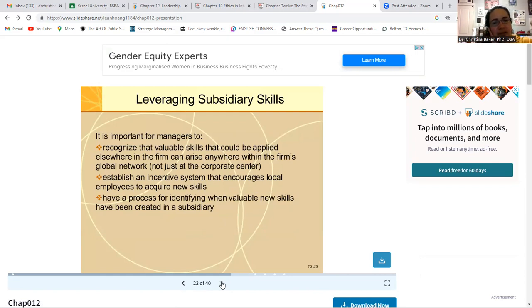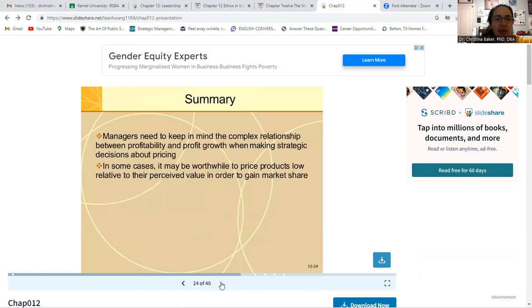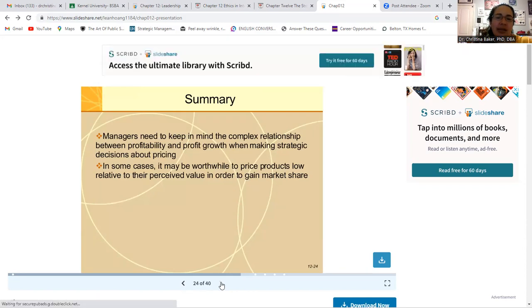Establish an incentive system that encourages local employees to acquire new skills. Have a process for identifying when valuable new skills have been created in a subsidiary. Managers need to keep in mind the complex relationship between profitability and profit growth when making strategic decisions about pricing. In some cases, it may be worthwhile to price products low relative to the perceived value in order to gain market share.